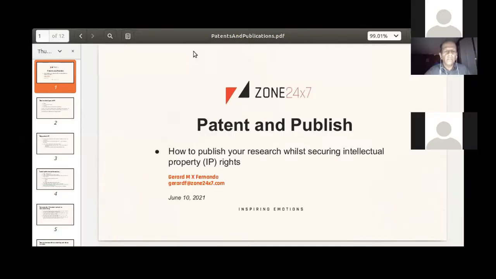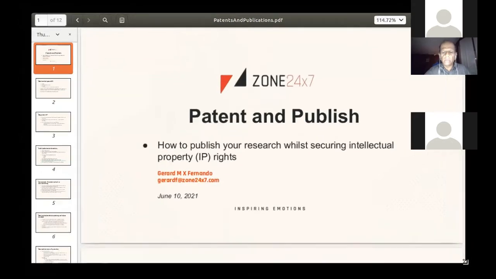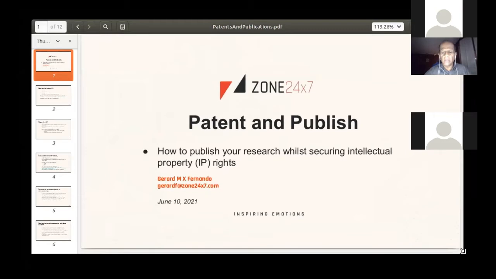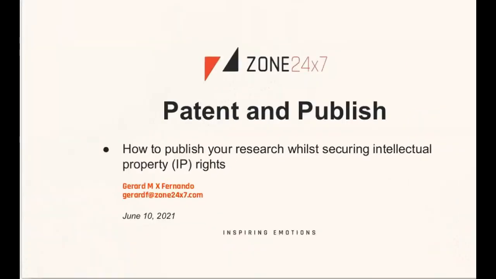Now, let me try to share the screen here. Window, hold on. Yeah, got it. I think you have this now. It says Patent and Publish. I hope you have this slide. Is this the correct size? Is there anything you want me to zoom up? Otherwise, I can leave it here and we can continue. Right, now you've got this.